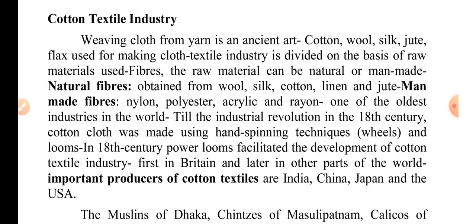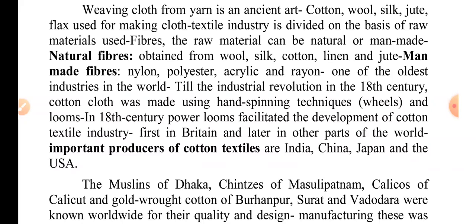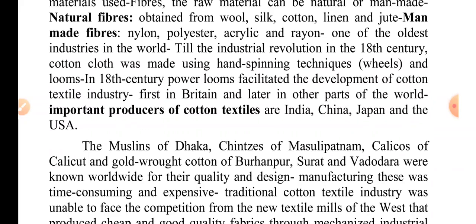Until the industrial revolution in the 18th century, cotton cloth was made using hand spinning techniques, that is, wheels and looms. In the 18th century, the power loom facilitated the development of cotton textile industries, first in Britain and later in other parts of the world. Important producers of cotton textiles are India, China, Japan, and the USA.